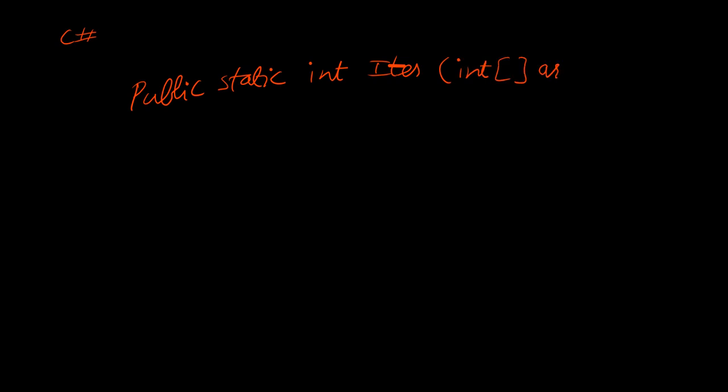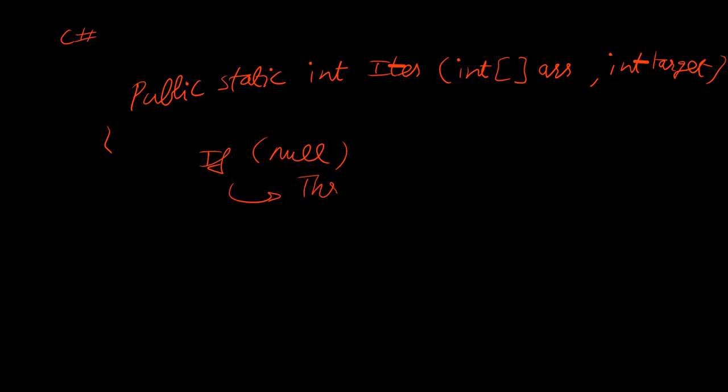First, if the array is null, then we need to throw some exception as always. If it's not null, we can have a for loop: int i equal to 0, i less than array.Length, and i plus plus. So it will be running from 0 to the array length, whatever it is.